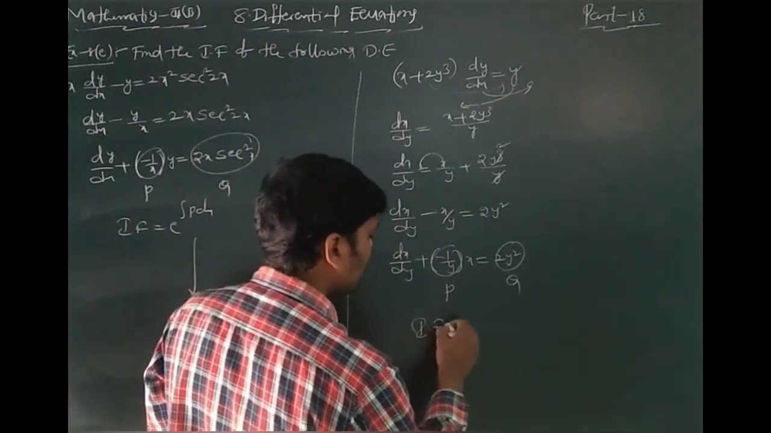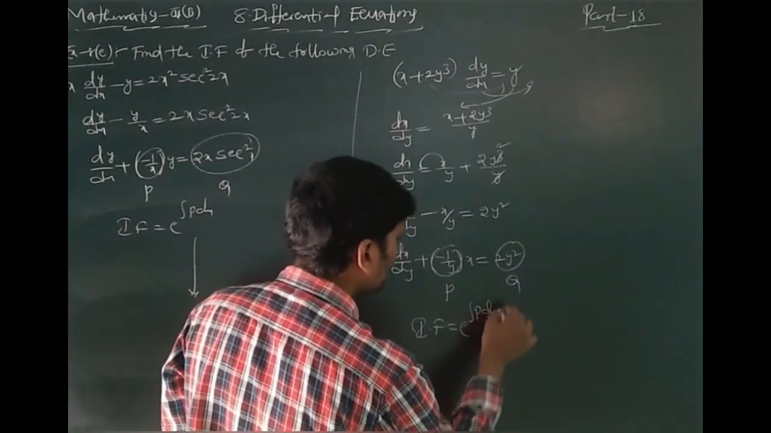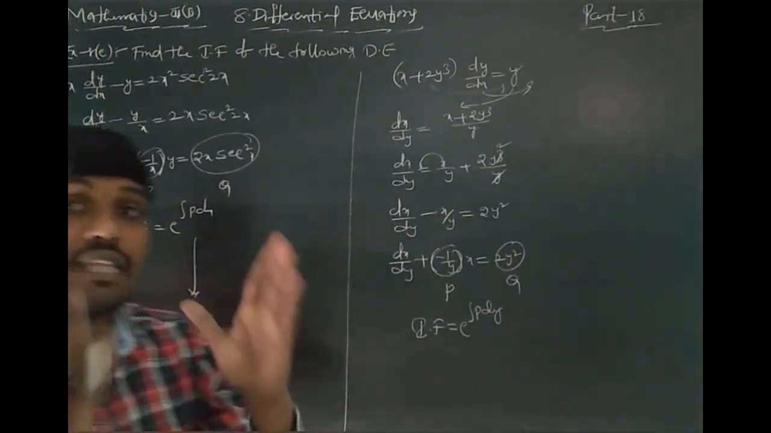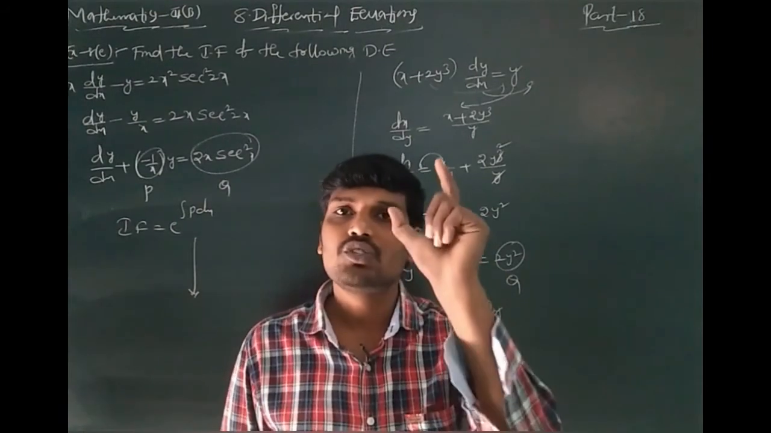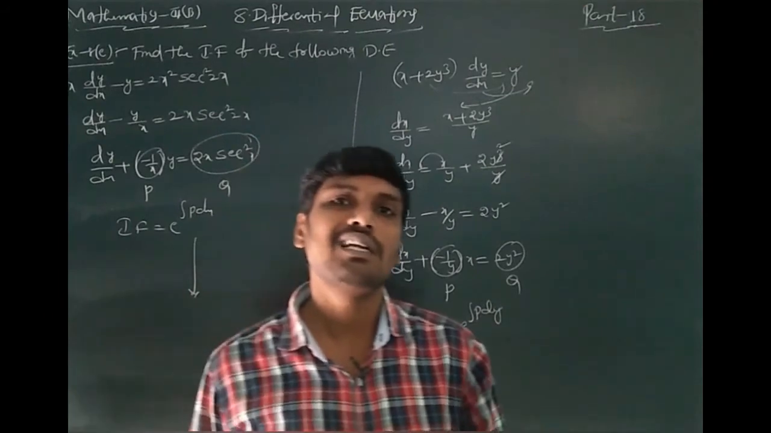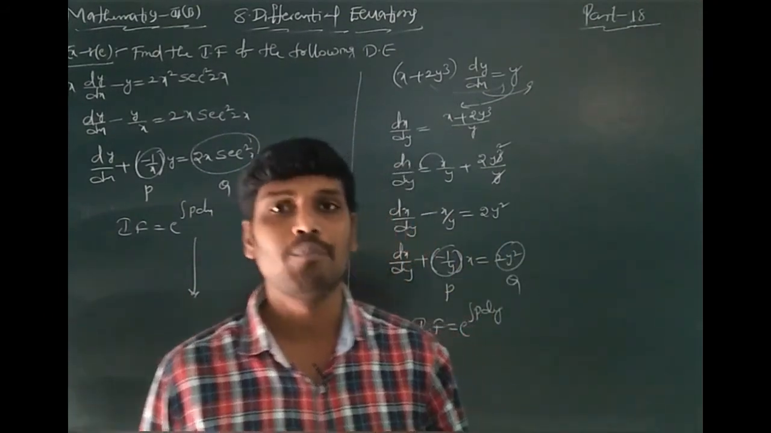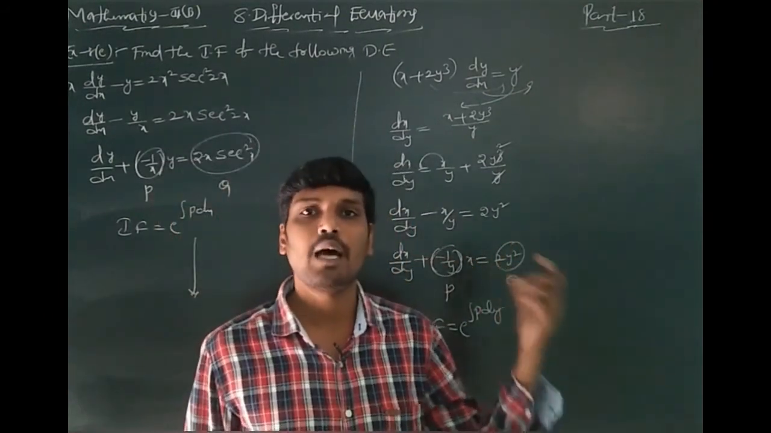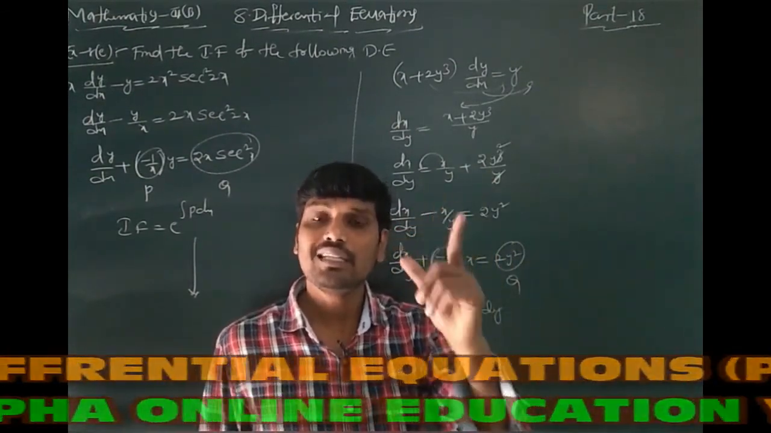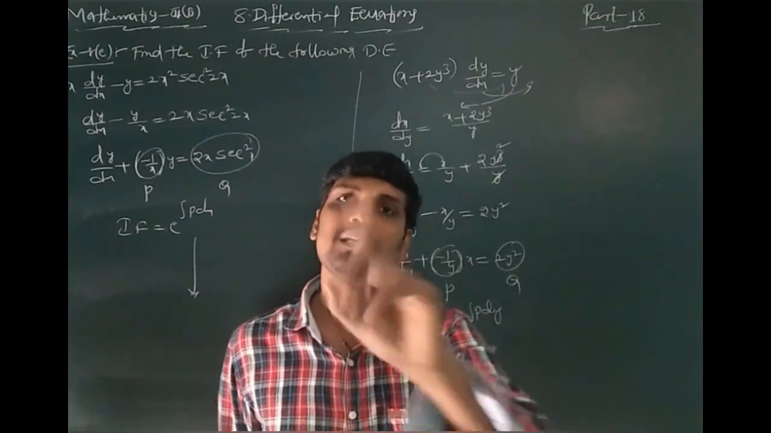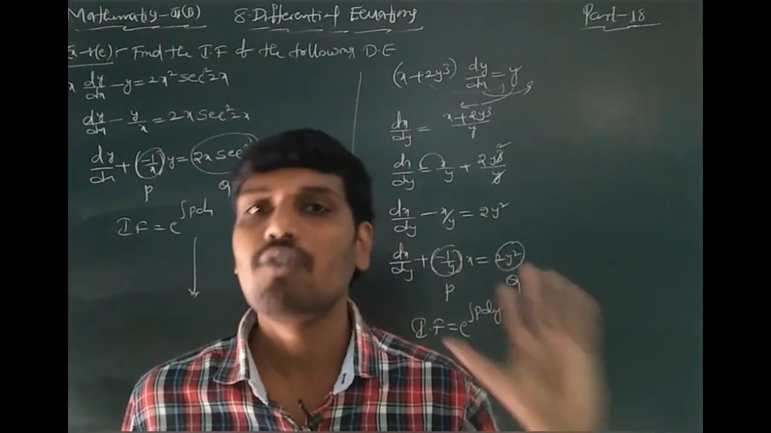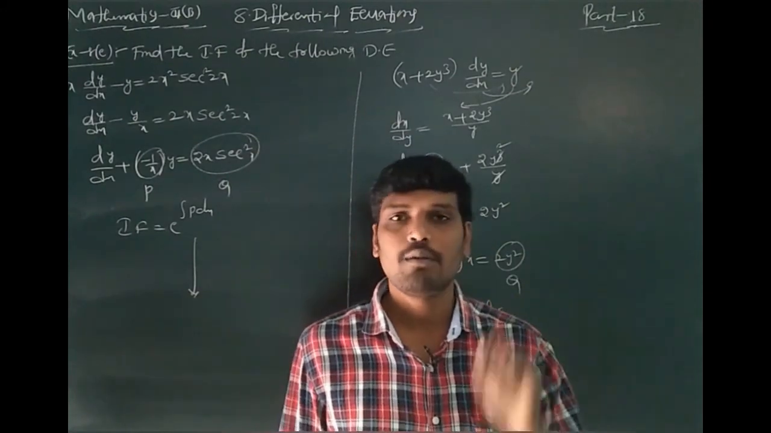What is the formula of IF? IF is e power integral p dy in the form of dx by dy. The earlier one is in the form of dy by dx. That is the variation. If you identify these two forms perfectly, the whole problem is easily understood. These are 2 marks problems sometimes asked in the intermediate public examination. In this exercise, a compulsory 4 marks or 2 marks question, maximum 4 marks, comes in the internal public examination.